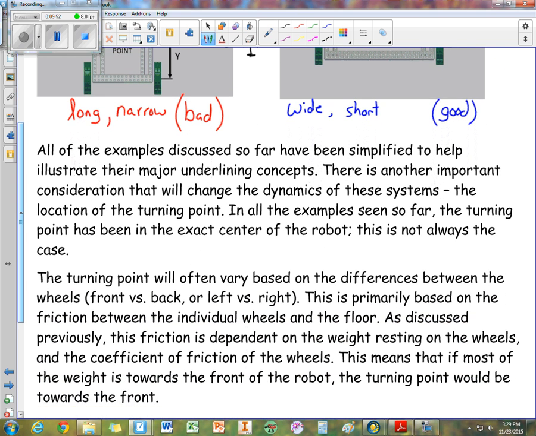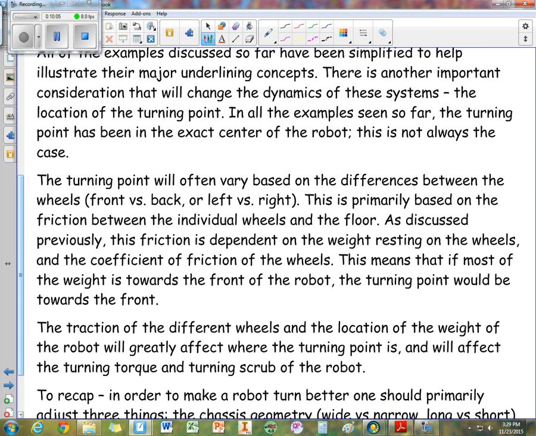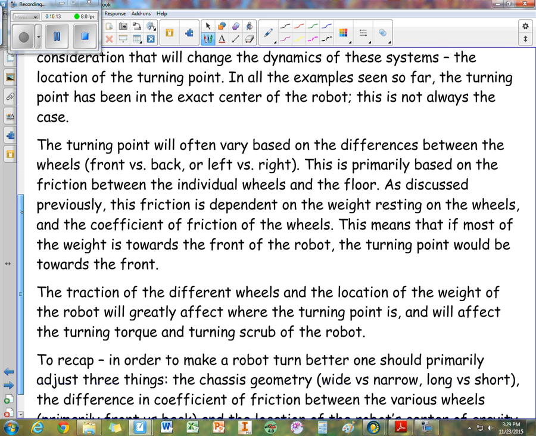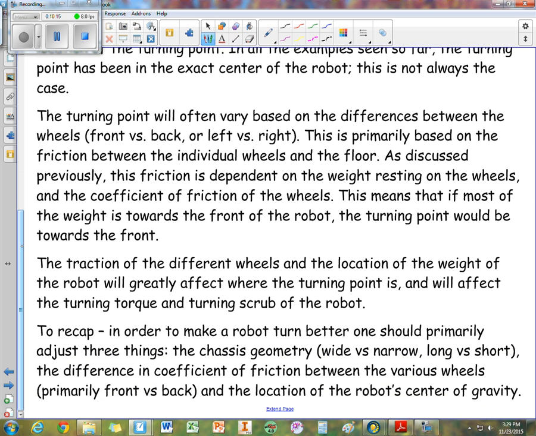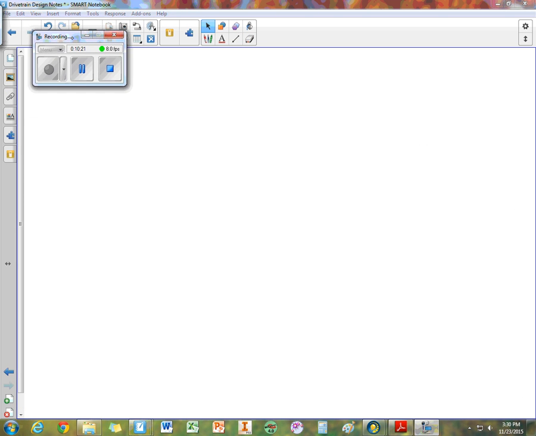And just by making subtle changes, we can change the dynamics of these systems. Also, we can move the turning point around by simply adjusting where we place an omnidirectional wheel. And the rest of this narrative here, I'll let you read on your own. Too far.